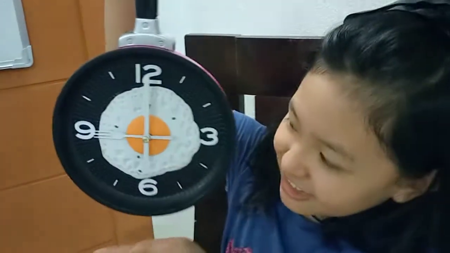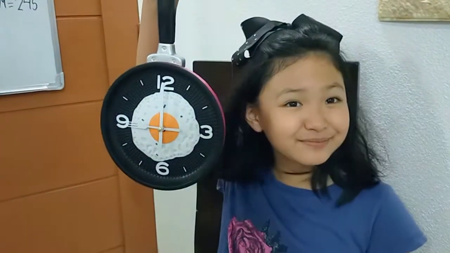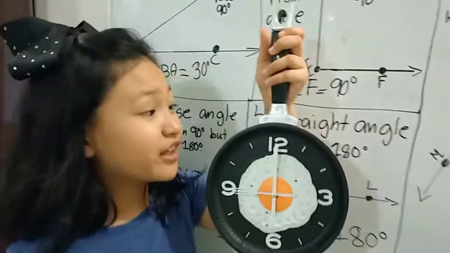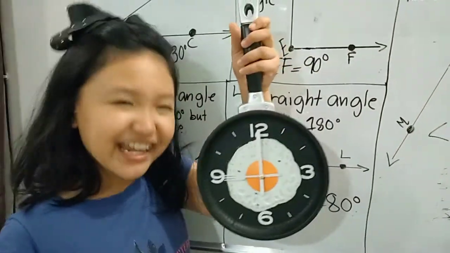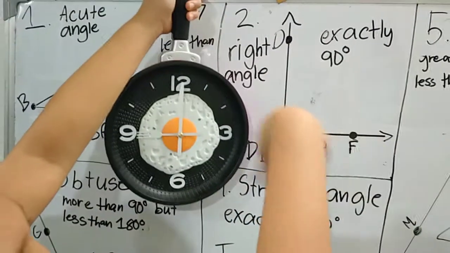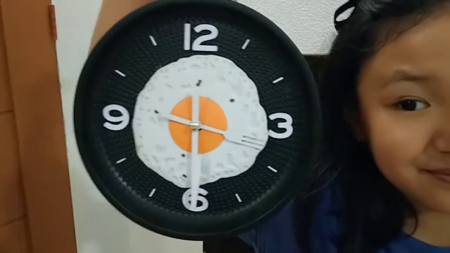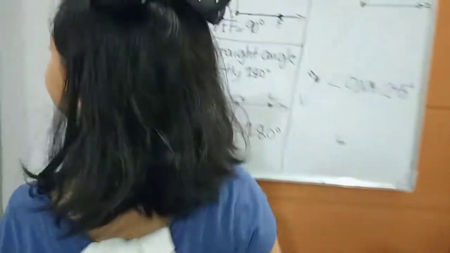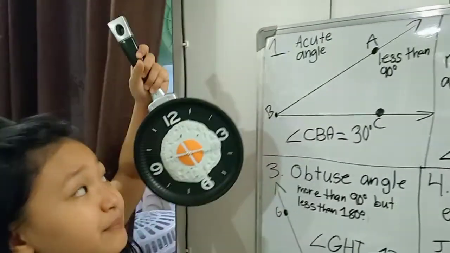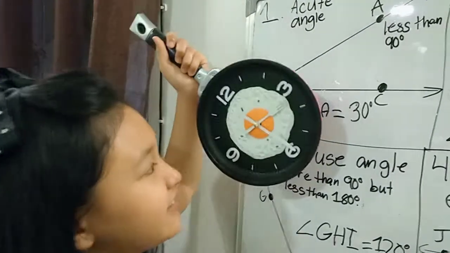Next, 9 o'clock. What angle is this? If your answer is right angle, you're right! This is a right angle because it measures exactly 90 degrees. Look! Next, 3:30. What angle is this? If your answer is acute angle, you're right! It is an acute angle because it measures less than 90 degrees. Look!